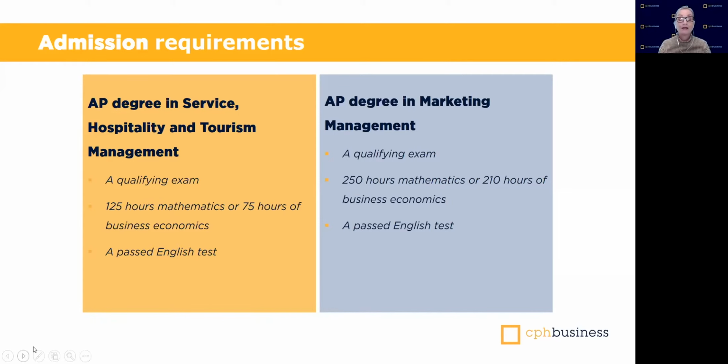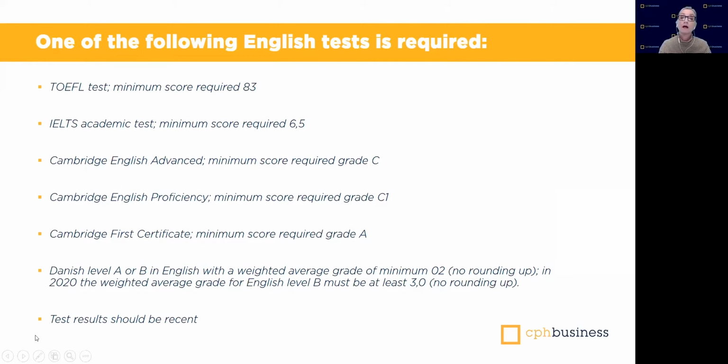And on this next slide, you can see what kind of English tests we accept here at Cphbusiness. For example, you can see that we accept the TOEFL test, where the minimum score has to be at least 83 points. And also the IELTS test, and I know that there might be some waiting lists for taking these tests. So if you're thinking of doing that, please advise yourself to check up on this quite quickly.